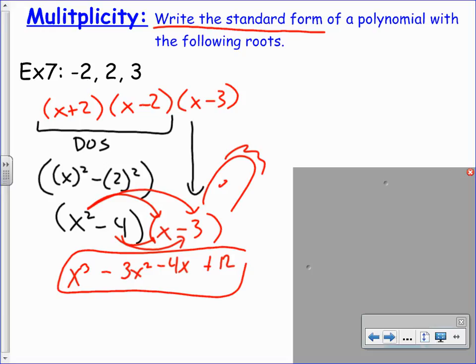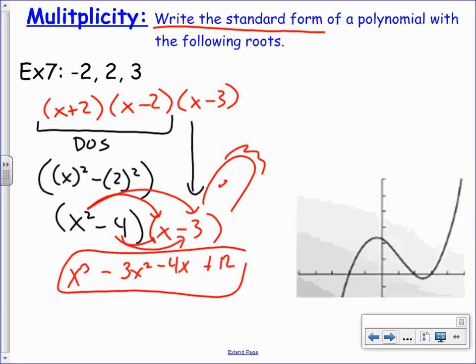And a quick little visual of this, if you were to graph this in a calculator, before you even graph, if you knew those were the roots, how many times will it cross the x-axis? 3. So the graph would look something like that. You can see it crosses at -2, 2, and 3. Just a quick sketch of what would happen. I'd say that's a pretty fabulous chicken, don't you?